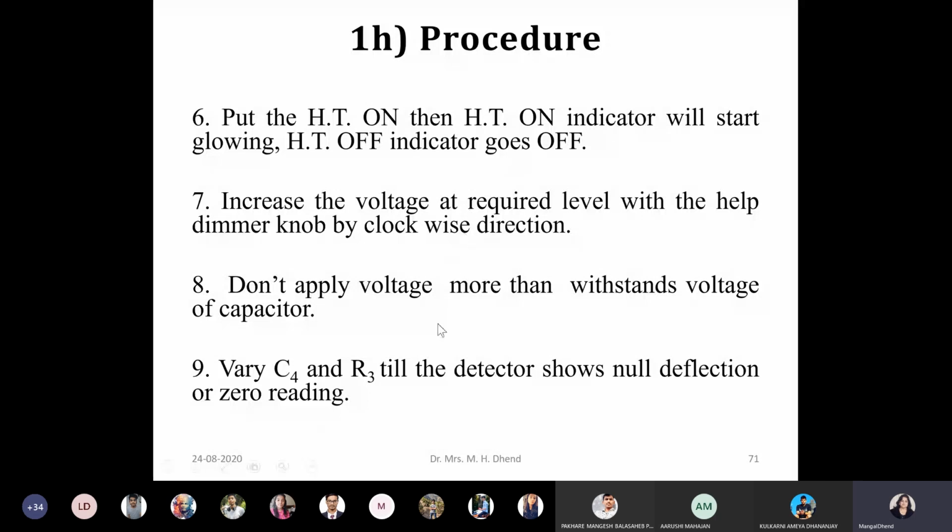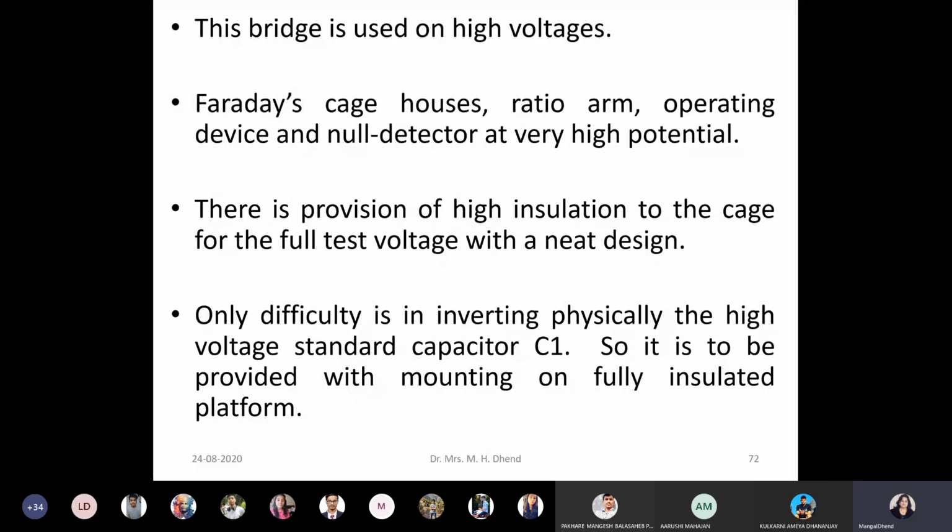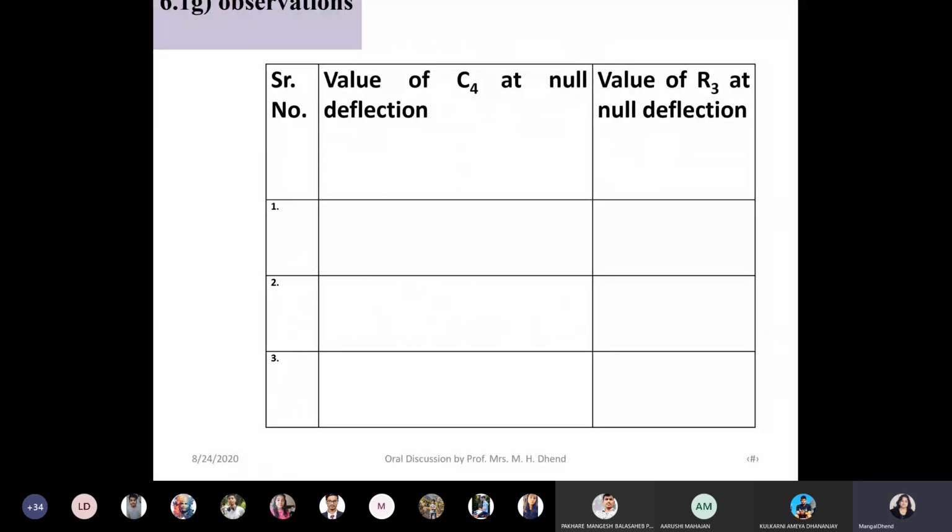You can just write it in a simple way. So what is the simple way? Make the connections as shown in the diagram. Then vary the variac, adjust the secondary voltage of the transformer. Then go on varying the parameters C3 and R3 until null detection is observed. And when null detection is observed, read the component values from the bridge, put them in the formulas and get the answer. So that way it is very simple. This B procedure I have kept is in very much detail, so don't go through that procedure.